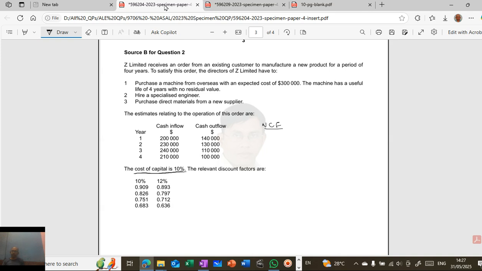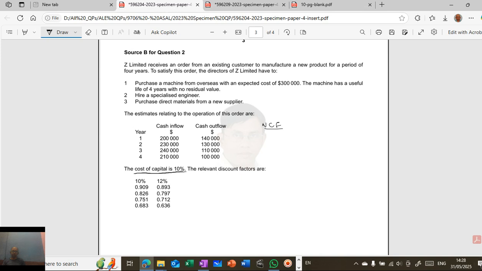So 0.909, 0.826, 0.751, 0.683. For NPV, always you have to calculate at the cost of capital. For IRR you have to do 10% also and 12% also. For NPV we always take the cost of capital, 10%.